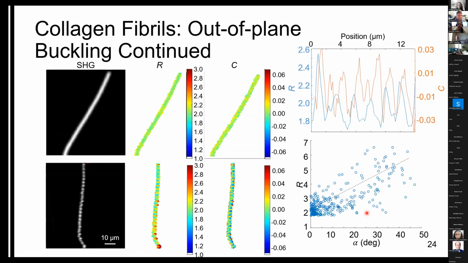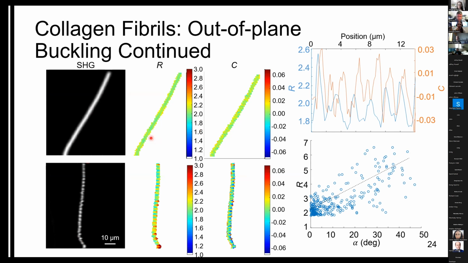So here are Macaulay's early SHG results of such a collagen fibril. So the top images show the SHG results for an unbuckled collagen fibril. And then in the bottom, we have a buckled collagen fibril that was performed in air. So it's this sine wave buckling morphology. And so what you see at the top is that the SHG intensity along the fibril remains quite constant. The R value is also constant along the fibril with a value of 2, and C is also constant with a value of about 0.